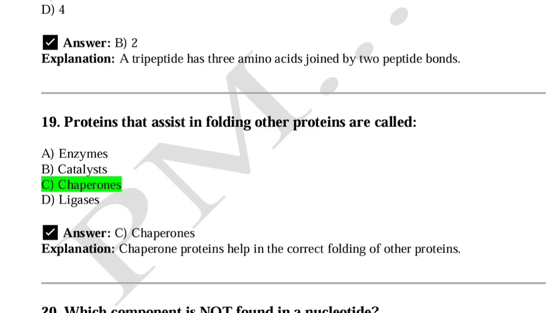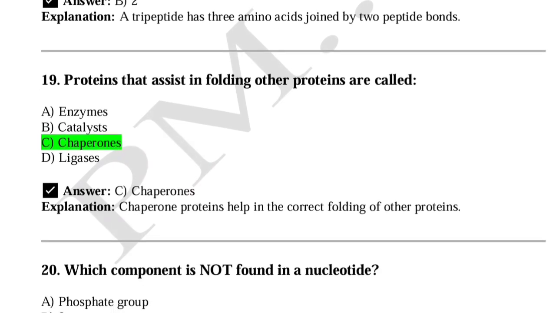Question number 19, proteins that assist in the folding of other proteins are called. The answer is chaperone proteins, which help in the correct folding of proteins.